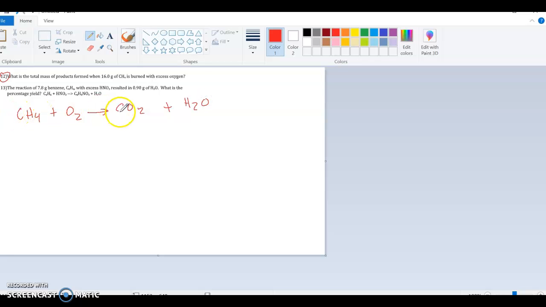I've got one C on both sides. That's good. I've got four H's here, so I need a 2 here. That makes 2 O's. 2 more O's make 4 O's, so I'll need a 2 out front. Okay, so I've got a balanced equation now. I want to figure out my total mass of products. So I'm going to ask myself, how many grams of CO2 do I have, and how many grams of H2O do I have when I burn 16 grams of CH4?